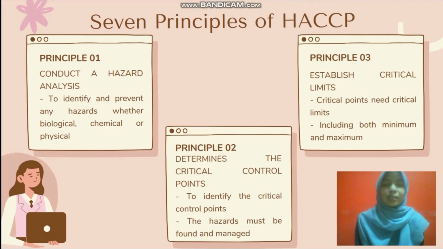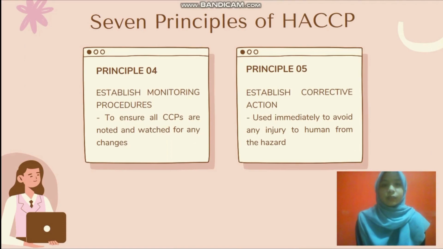The third one is to establish critical limits, including both maximum and minimum. The next one is to establish monitoring procedures. It's to ensure all CCPs are noted and watch for any changes. The next one is to establish corrective action. It's used immediately to avoid any injury to humans from the hazards.